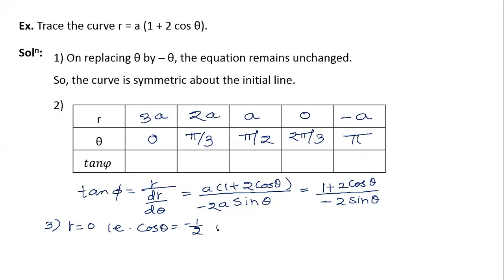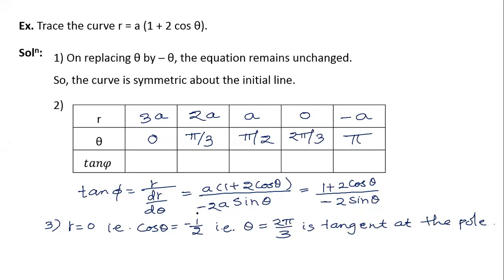Can you tell me what is the value of theta for which cos theta is minus half? 120 degrees. Okay, 2 pi by 3. So thank you. Is it tangent at the pole? Is tangent at the pole.